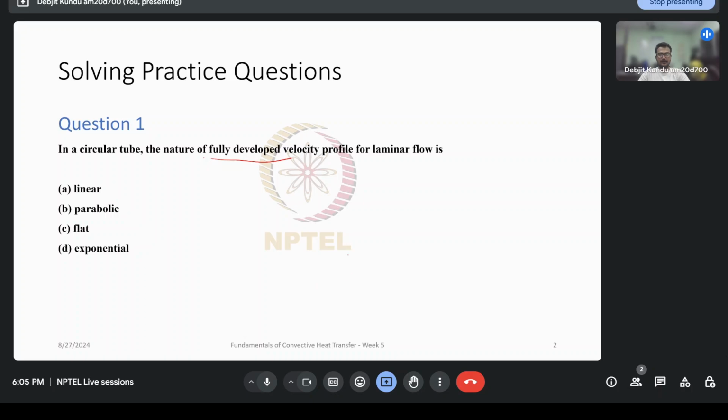So if I take a pipe like this, a circular one, then there will be certainly a developing region where the velocity profiles will be changing. And after that, when it becomes fully developed, there will be one particular shape of a velocity profile. The question is asking us what that velocity profile is mathematically. Is it option A linear? Is it option B parabolic? Is it option C flat? Or is it option D exponential? So let's take a look at the solution.